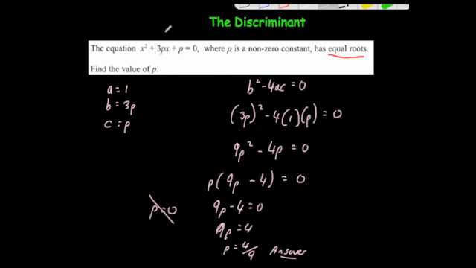Okay? So that's the question, which is a typical discriminant question, and because it said equal roots, we had b squared minus 4ac equals 0. You label your values for a, b, and c, you put them in, and you solve it.